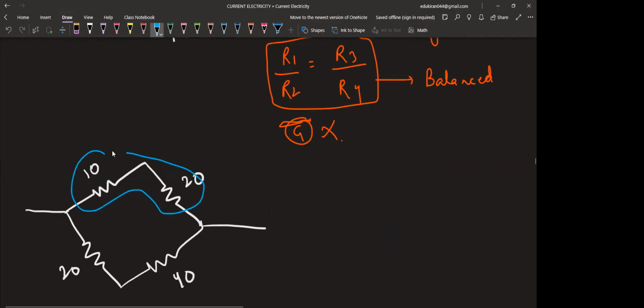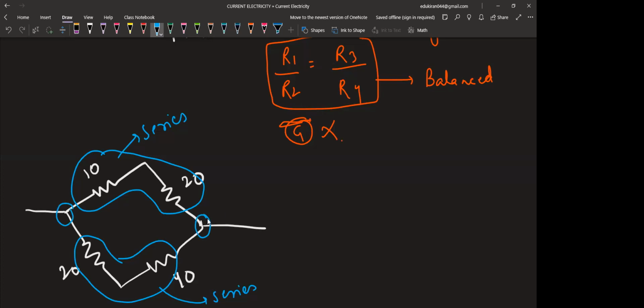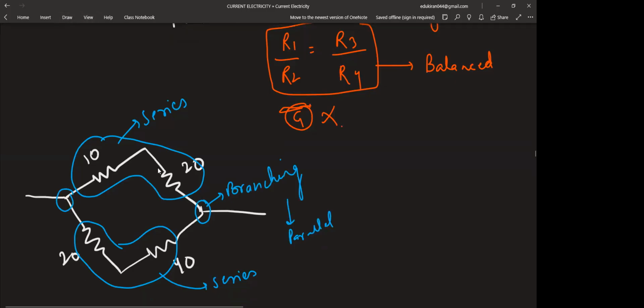See, these two are connected in series. And these two are connected in series. And their resultants, they both are connected in parallel because here is a branching, here is a branching. As soon as you see there's a branching, it means they are connected in parallel combination. So if they are connected in series, Maimuna, you tell me what will be the resultant for R1 and R2?